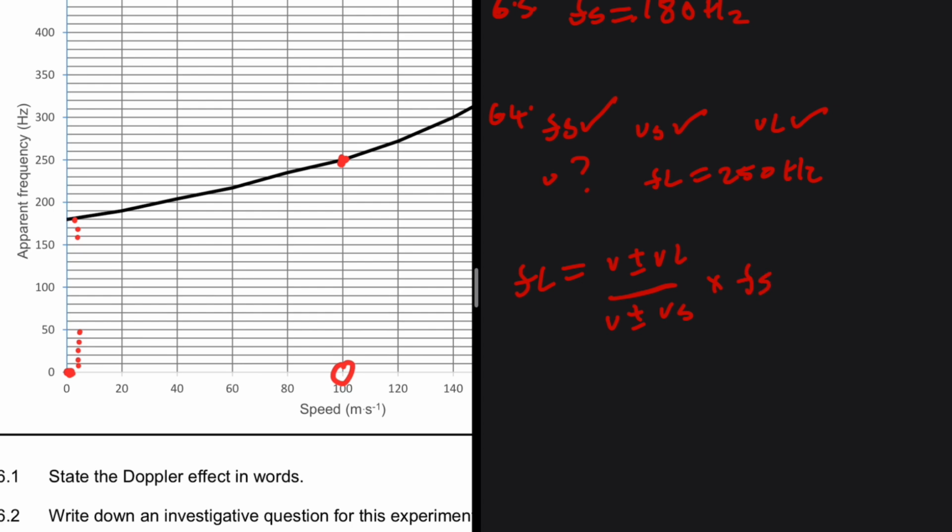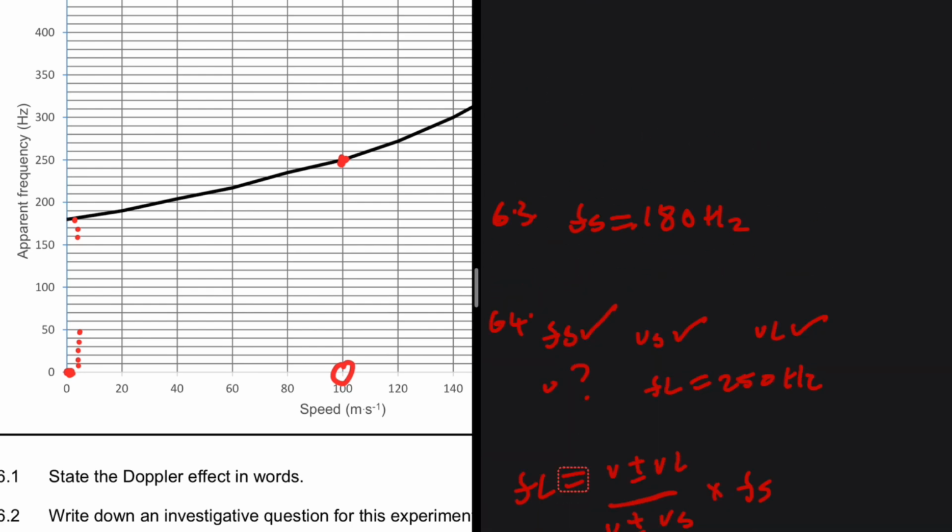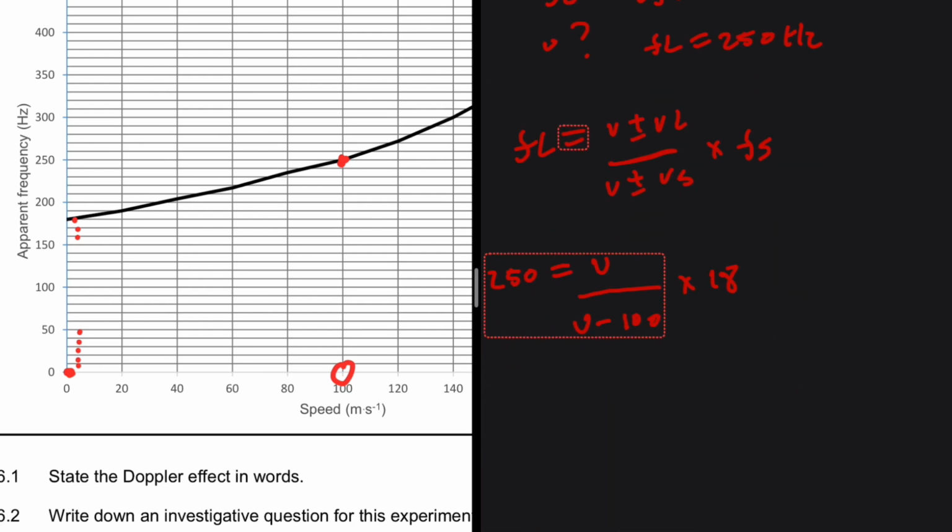So FL, the apparent frequency, that is 250, is equal to V, the speed of sound in air, which we're interested in, plus or minus VL. Our listener is stationary, so that is going to be 0, divided by V plus or minus Vs. The sound source is moving towards, so we must have minus 100 to be specific, multiplied by Fs, which is 180.